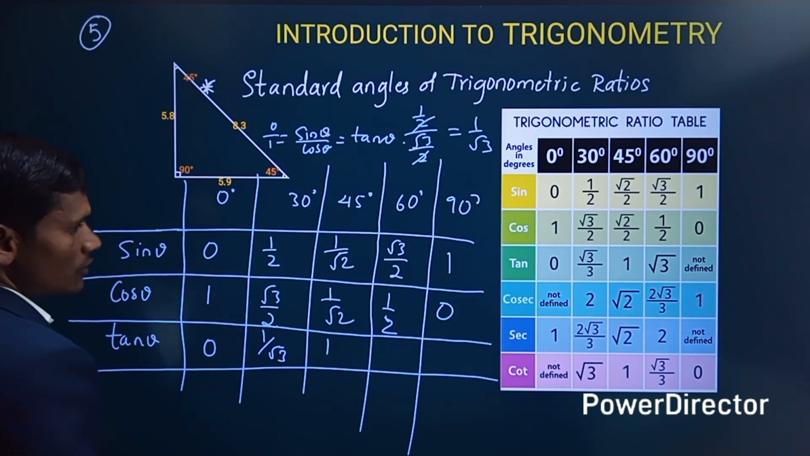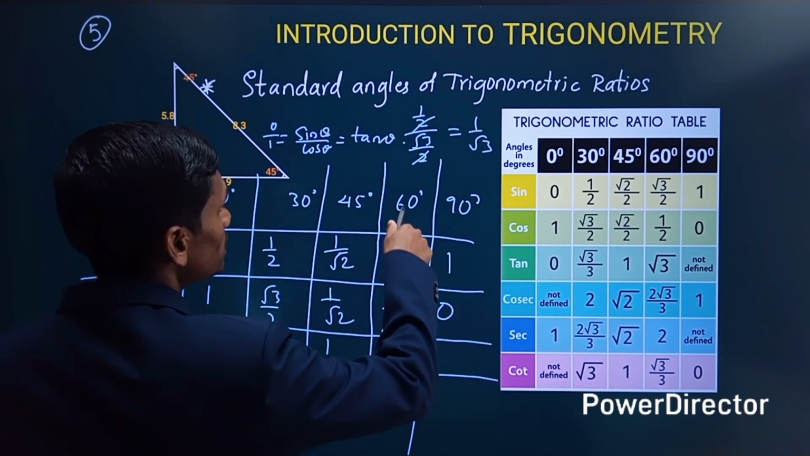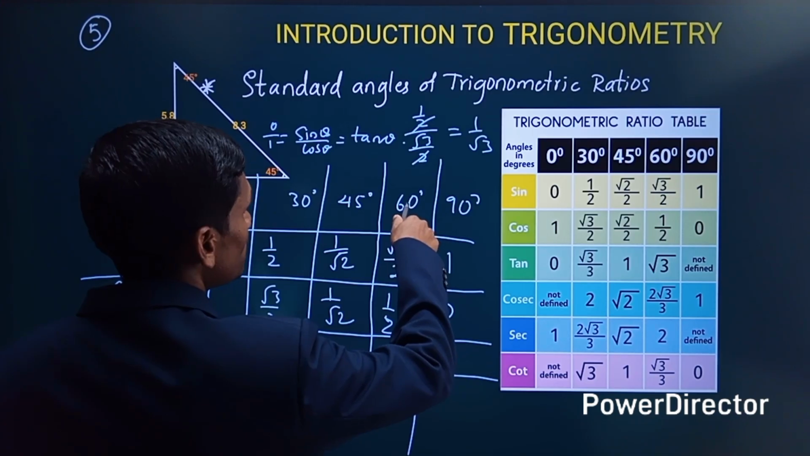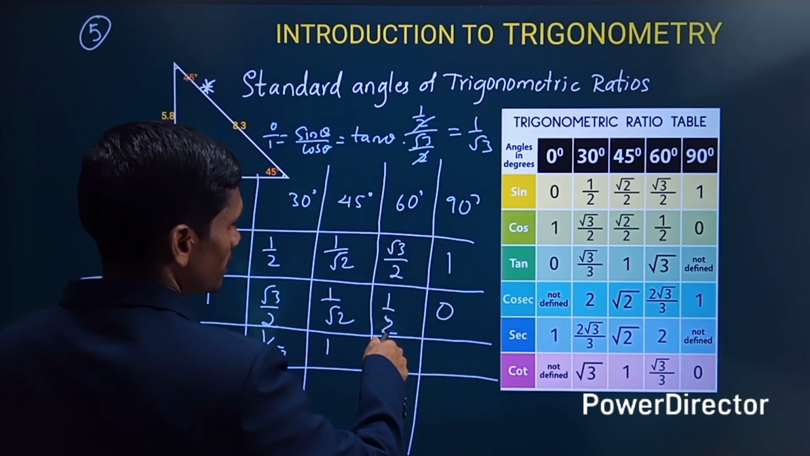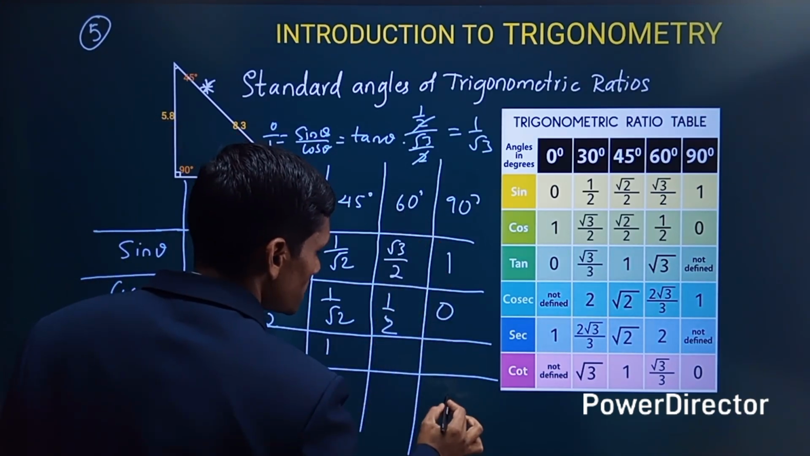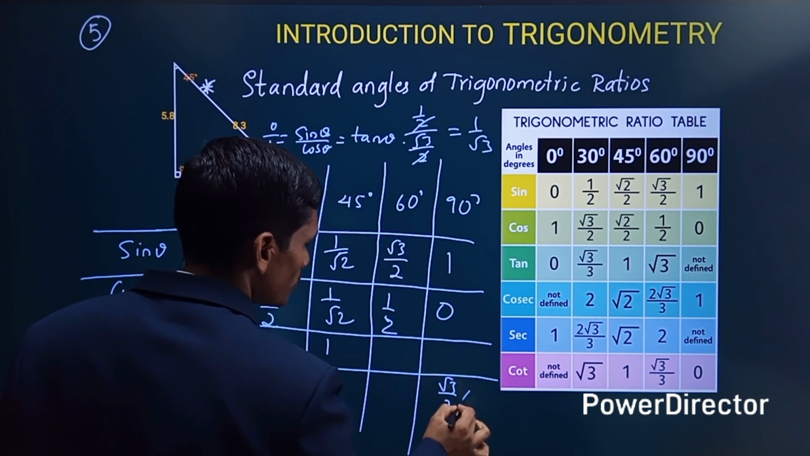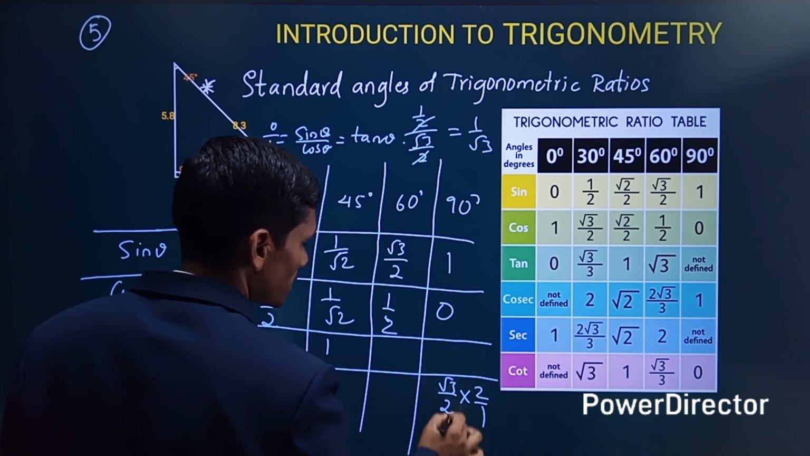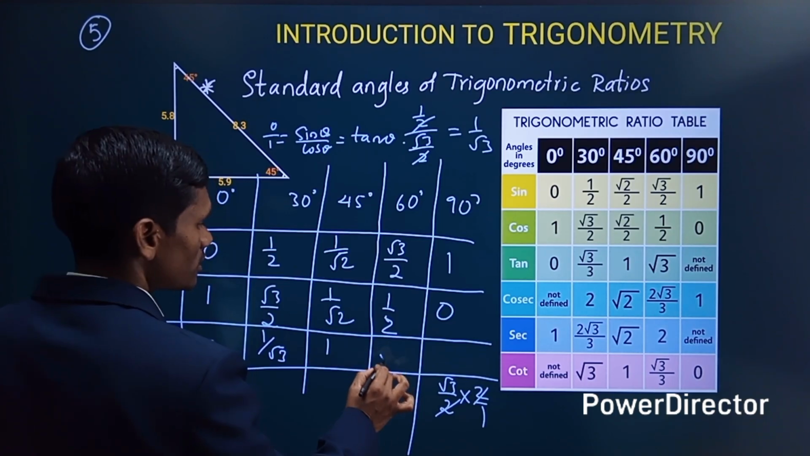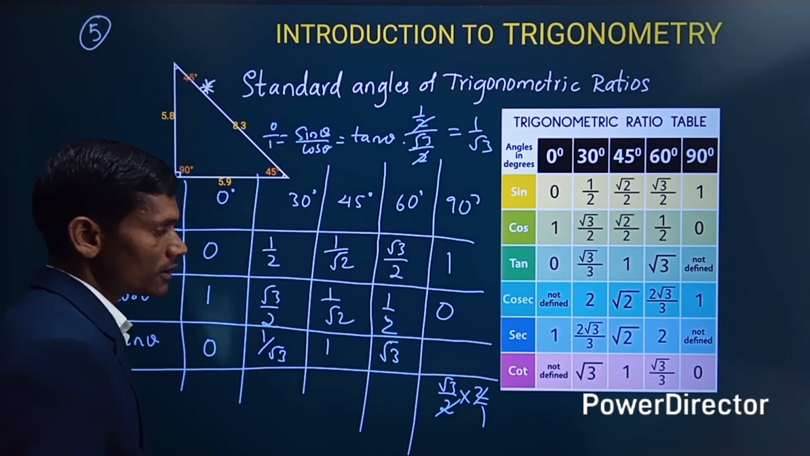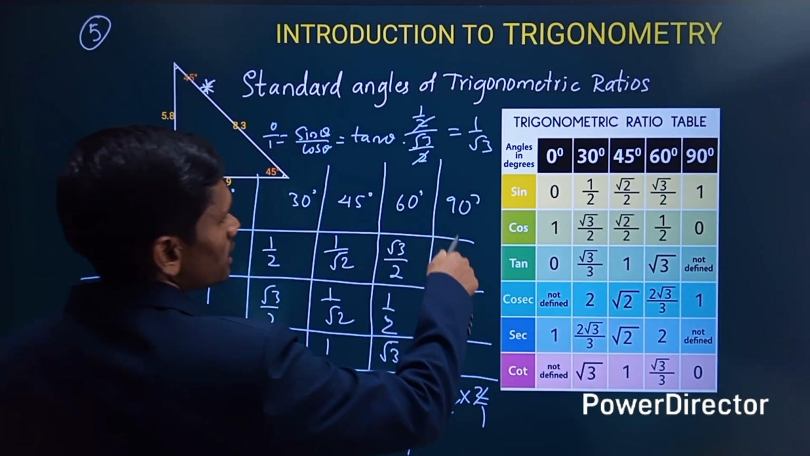So tan 45 is 1. Next comes what? Here 1 by root 3. Here root 3 by 2 divided by 1 by 2, sin theta by cos theta. If you do root 3 by 2 divided by 1 by 2, it means 2 by 1, it becomes... Okay, this gets cancelled. What comes? Root 3 comes, right?